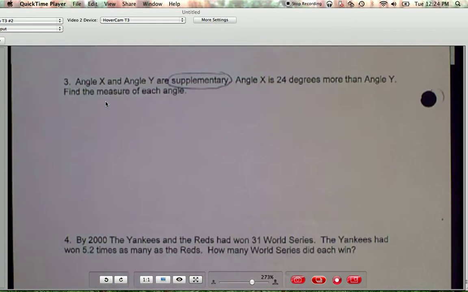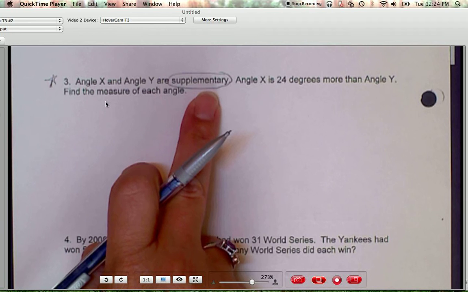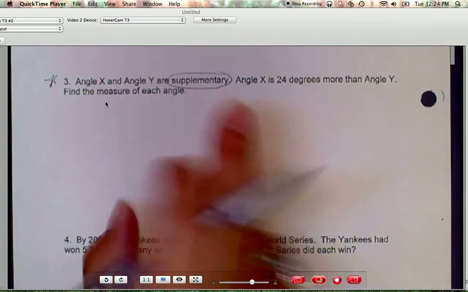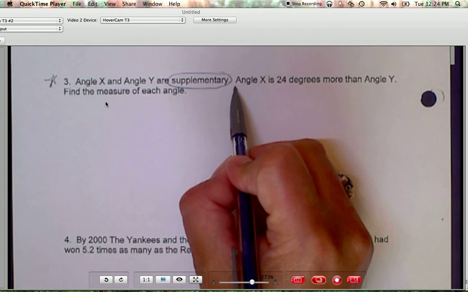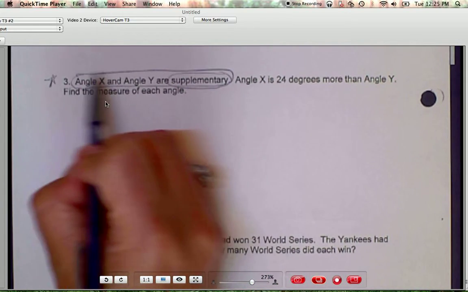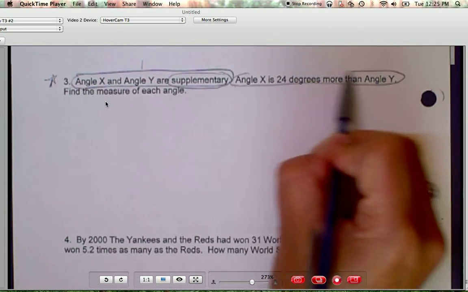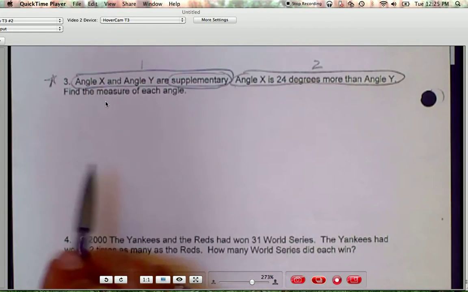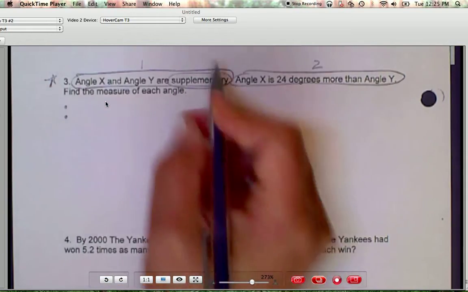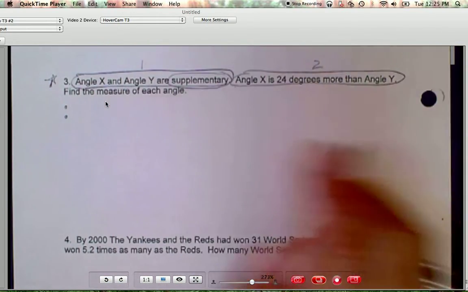What I want you to do in number 3, I want you to try this whole thing by yourself. Look up what supplementary means online, if you don't already know. Write an equation for this sentence, angle X and Y are supplementary. That's equation number 1. And then angle X is 24 more degrees than angle Y. That's your second equation. So that'll give you your 2 equations, and then you can make a table and do substitution method. Find the measure of each angle.